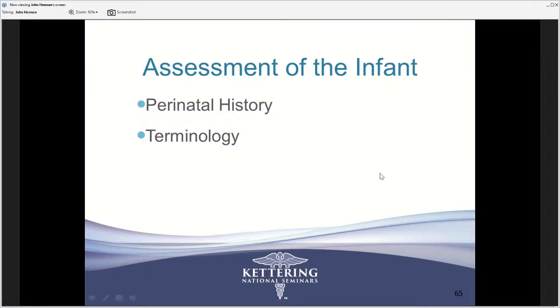These are some terms you should be familiar with. Highlight number two there, a term infant is born between 38 and 42 weeks gestational age. Number three, highlight that one. A preterm infant is less than 38 weeks of gestational age. Number four, a post-term infant is more than 42 weeks of gestational age. Number five, appropriate for gestational age or AGA. And this AGA, many times they will just use that abbreviation and you're just supposed to know what it is, AGA.